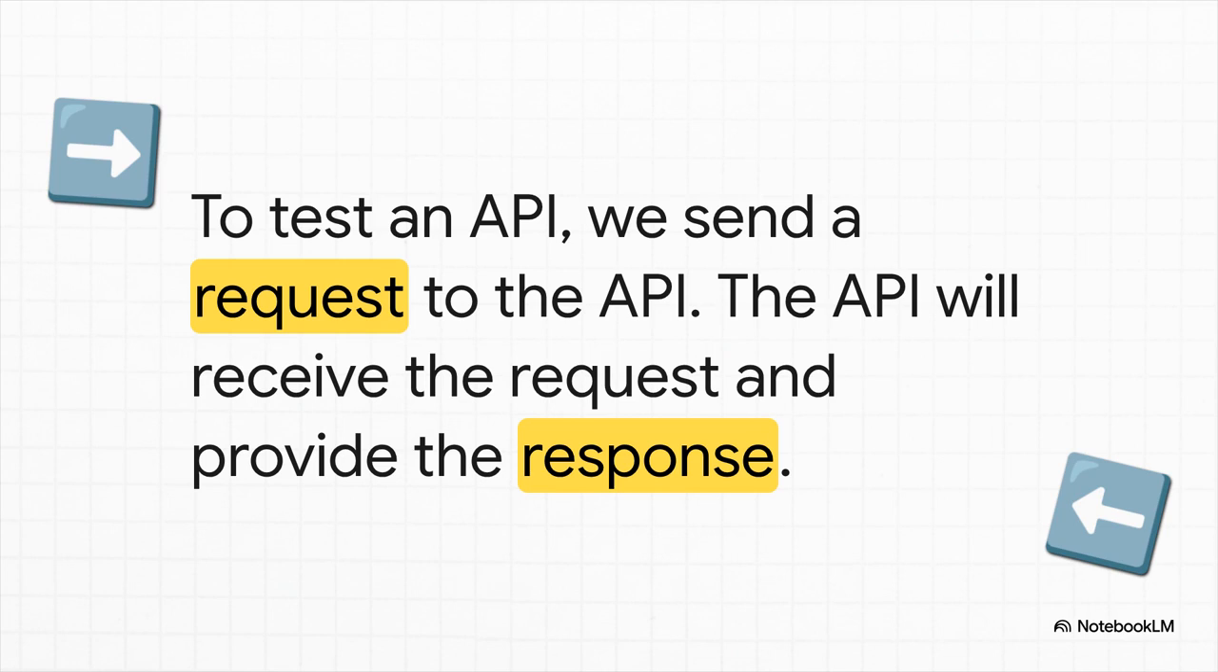So to put this into action, the detective sends one of these requests to a very specific API endpoint. An endpoint is really just a unique URL that points to a specific function or piece of data. It's kind of like addressing your question to exactly the right person to get exactly the right answer.